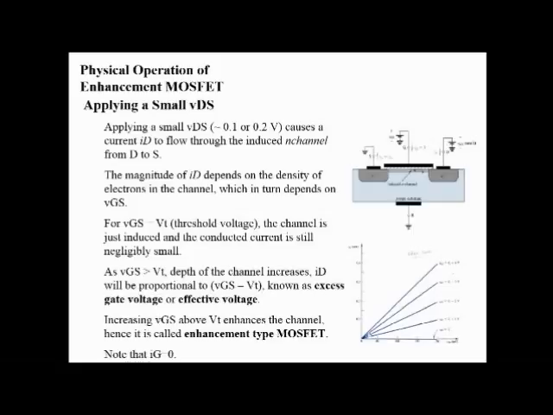Now the magnitude of this ID depends upon the density of these electrons in the channel, which in turn depends on the VGS. So for VGS equal to VT, that is the threshold voltage, the channel is still induced and the conducted current is still negligibly small. Now when VGS is greater than the threshold voltage, the depth of the channel increases, that is, ID will be proportional to VGS minus VT, and is known as the excess gate voltage or the effective voltage. Further increase in VGS above the threshold voltage enhances the channel, and hence it is called the enhancement type MOSFET. Note in this case Ig is equal to 0. There is no gate current flowing.